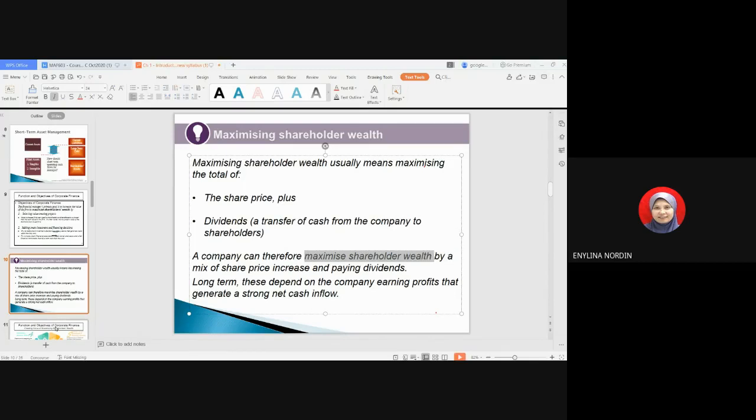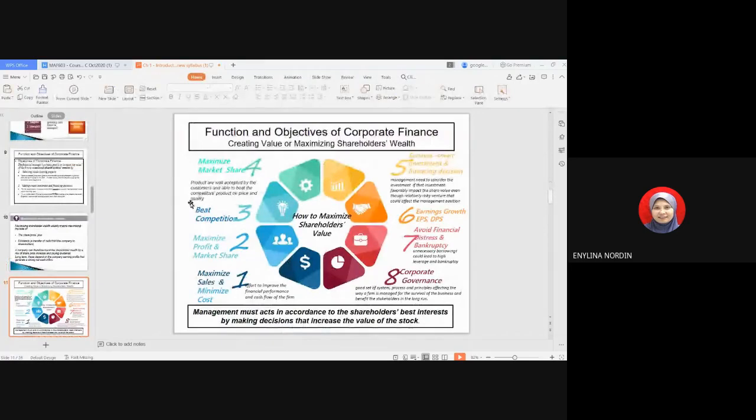Okay, here are the ways or methods of how to maximize the shareholders' value or shareholders' wealth. Not only via the smart investment and financing decision, but we do have other measurements to measure whether you have maximized the shareholders' value or not.